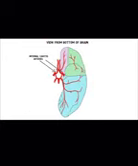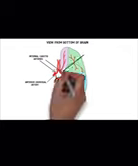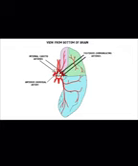Before splitting into the middle and anterior cerebral arteries, the internal carotids give rise to the anterior choroidal arteries, which supply a number of different structures, and the posterior communicating arteries, which connect the internal carotid arteries to the posterior cerebral arteries.